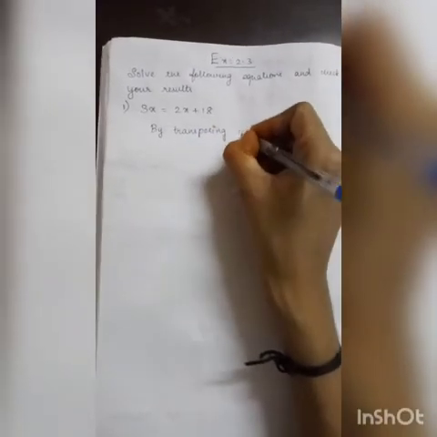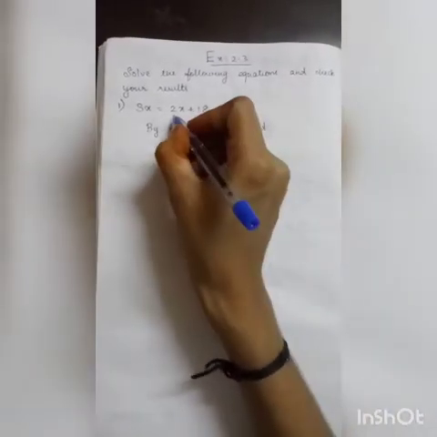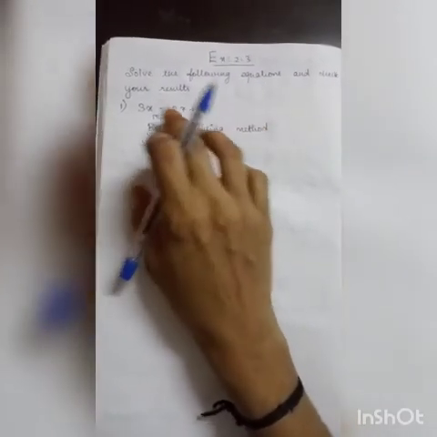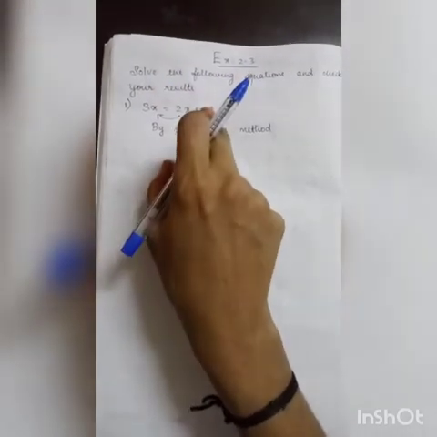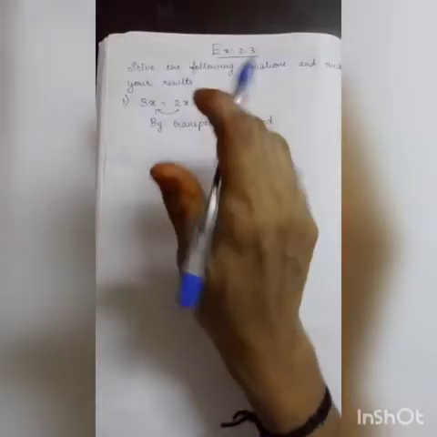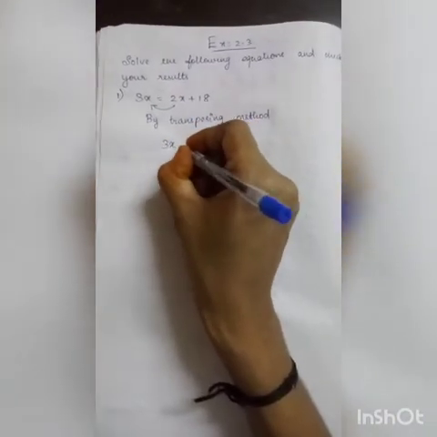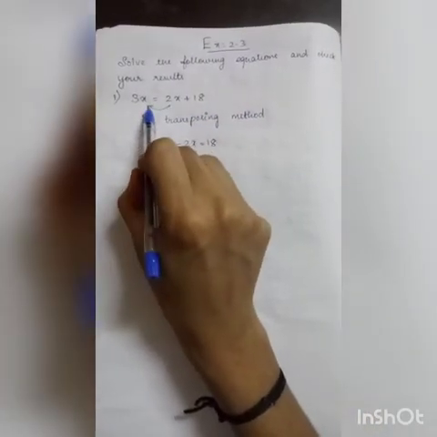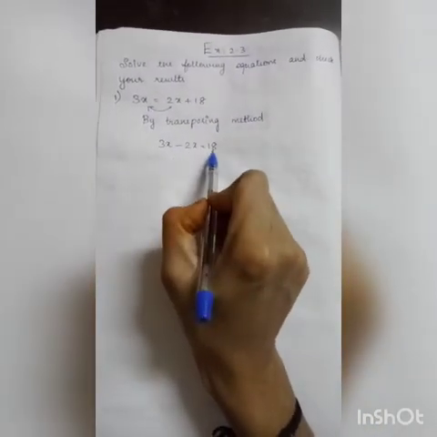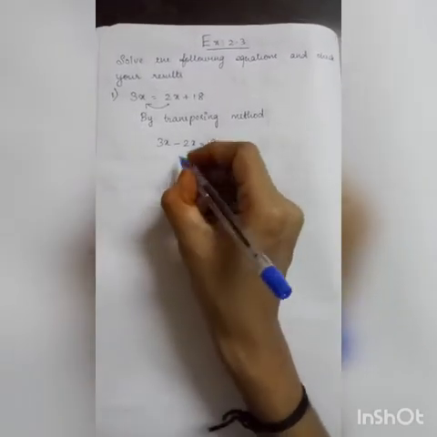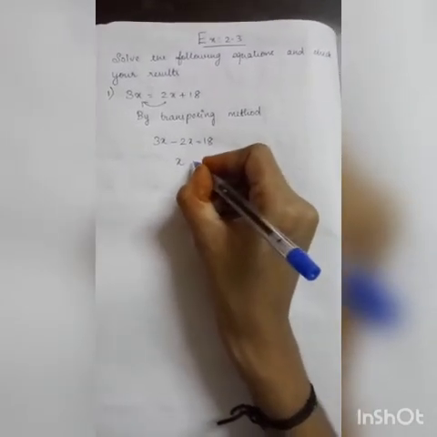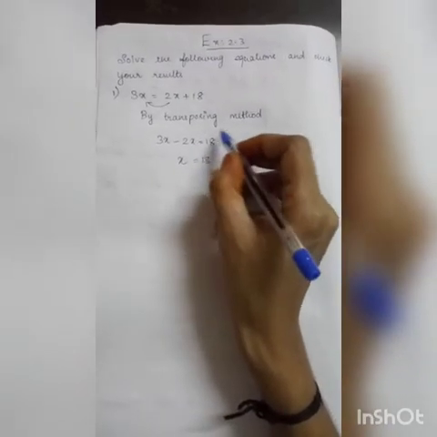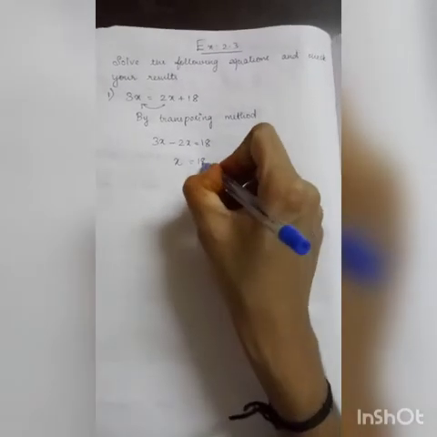In the transposing method, I am going to shift the variables towards one side and constants to one side. Here there is no constant, we don't want to shift this side. So 18 alone is there, let it be there itself. So 3x minus 2x is equal to 18. 3x, 2x if it goes that side, it becomes minus 2x equal to 18. 3x minus 2x is 1x. 1x is nothing but x. Then 18 as such, because there are no other variables to solve it. So 18 will come down.